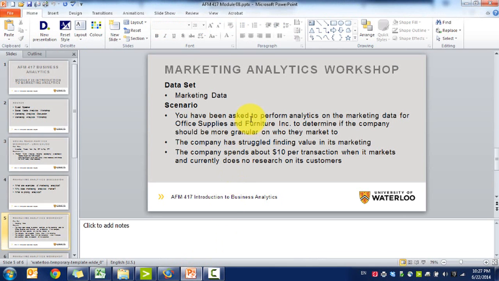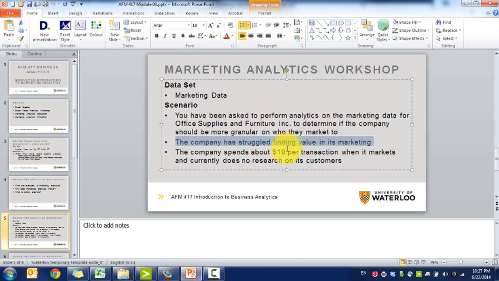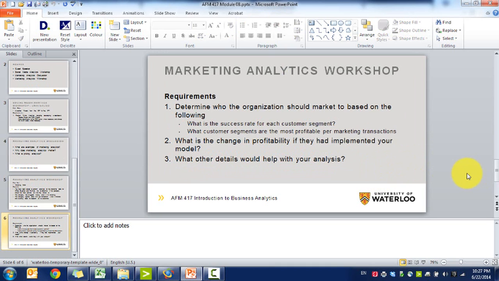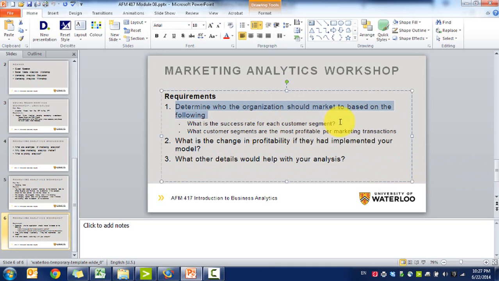So that's interesting. So you've been asked to perform analytics on the marketing data for Office Supplies and Furniture Inc. to determine if the company should be more granular on who they should market to. The company has struggled finding value in its marketing. The company spends about $10 per transaction when it markets and currently does no research on its customers, besides the information that's collected. So, in terms of requirements, determine who the organization should market to based on the following.